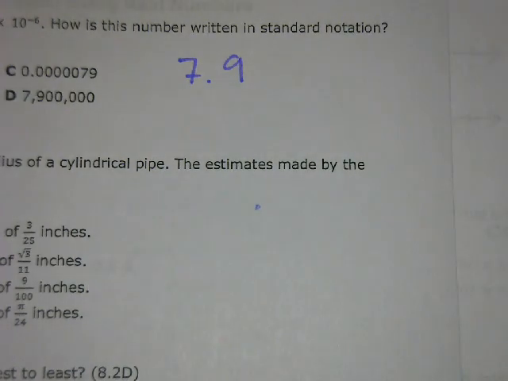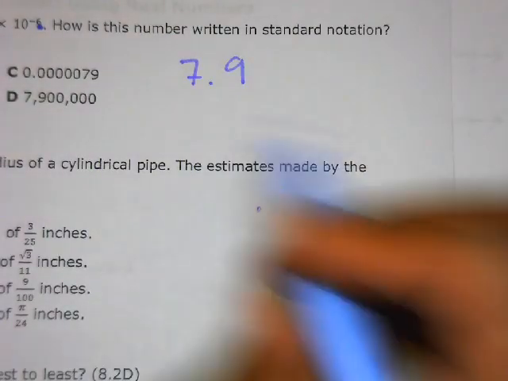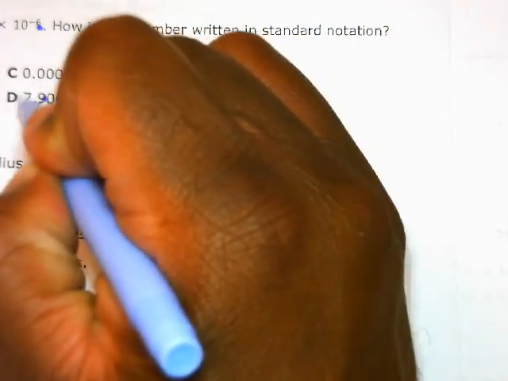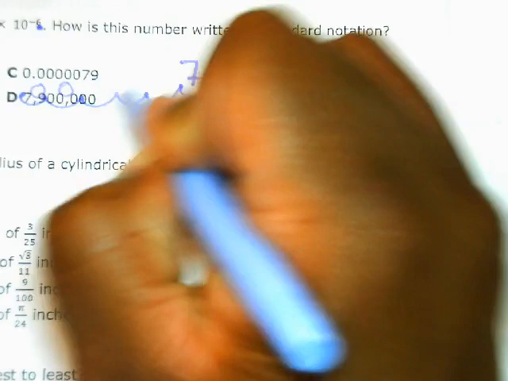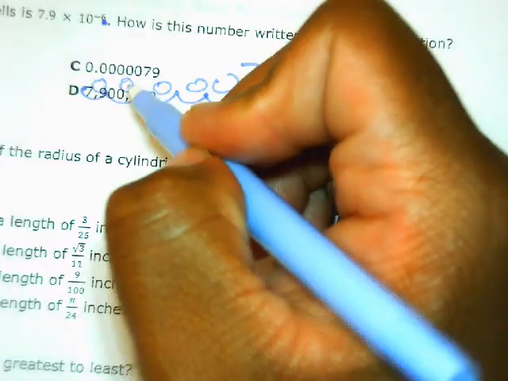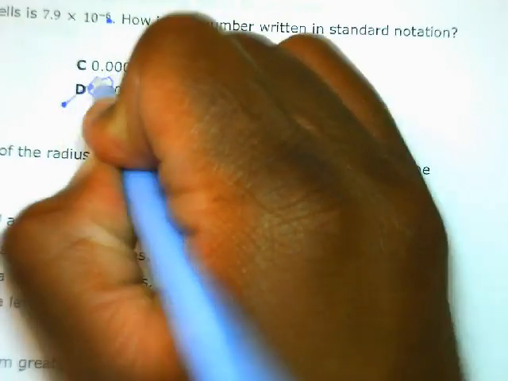If it's a negative, remember we're going left. That decimal is going left. And then this tells us it's going left 6 spaces. So we go left 1, 2, 3, 4, 5, 6. And we fill in zeros. And so D is automatically not the correct answer because we saw the decimal.